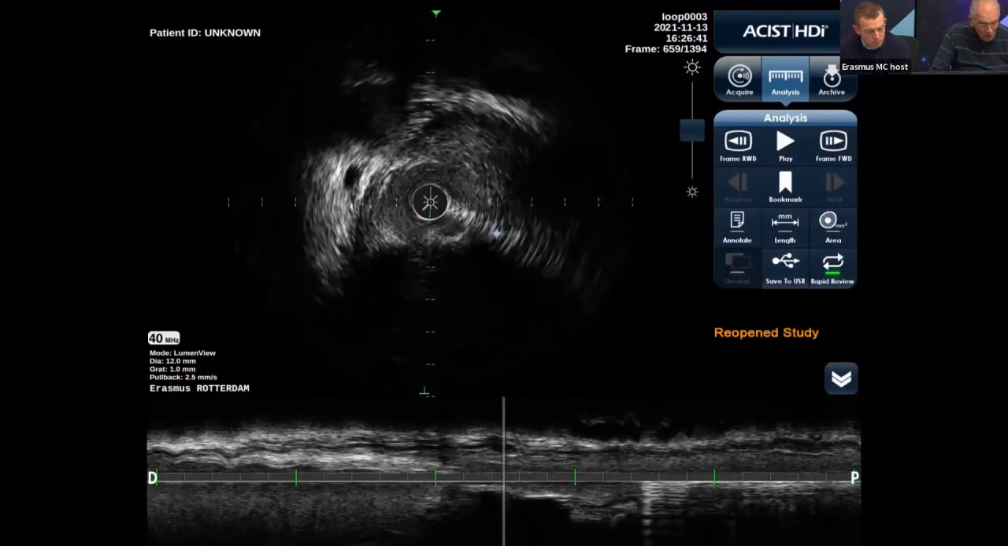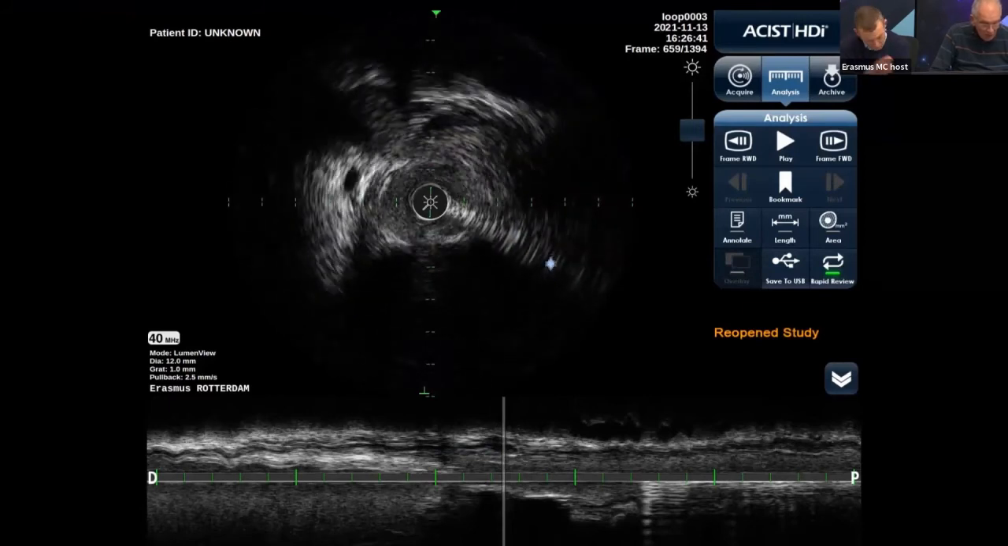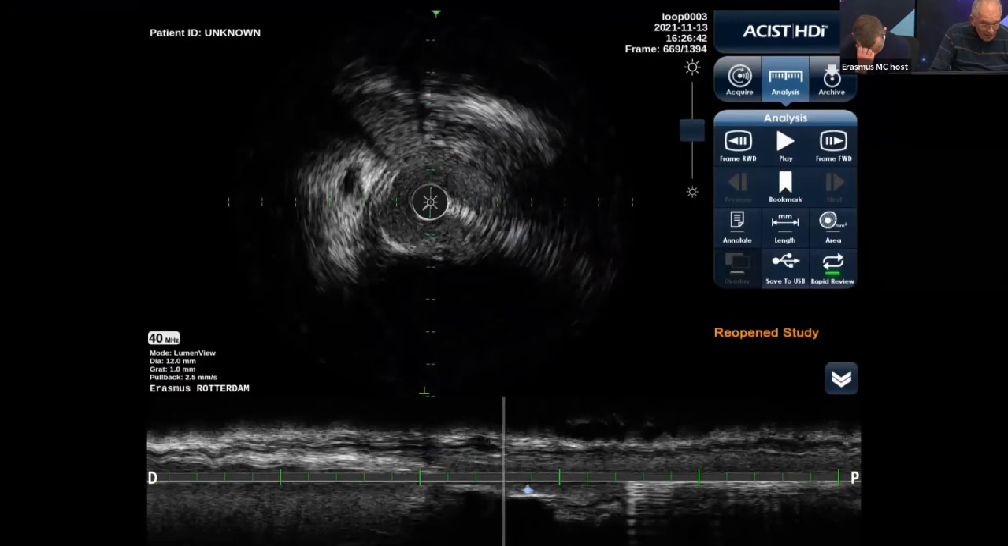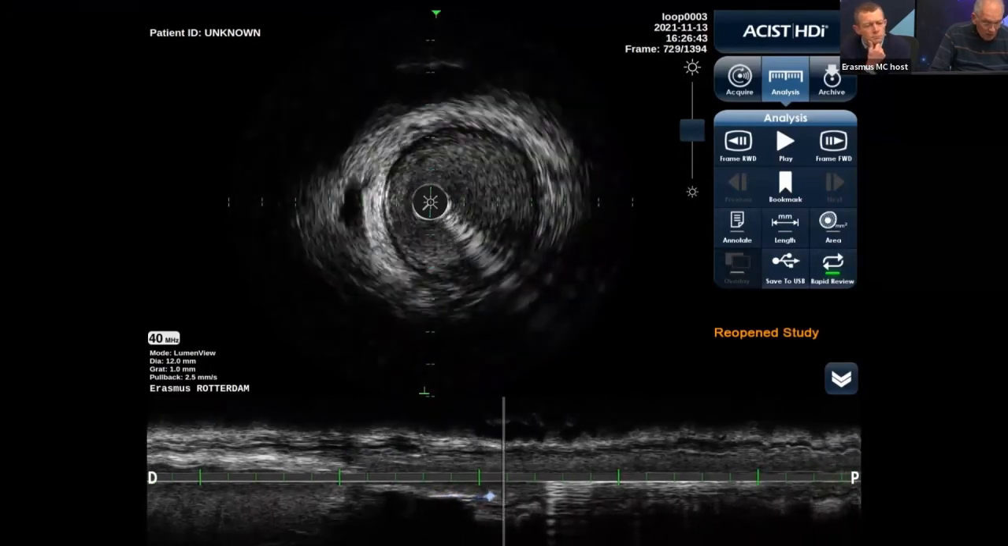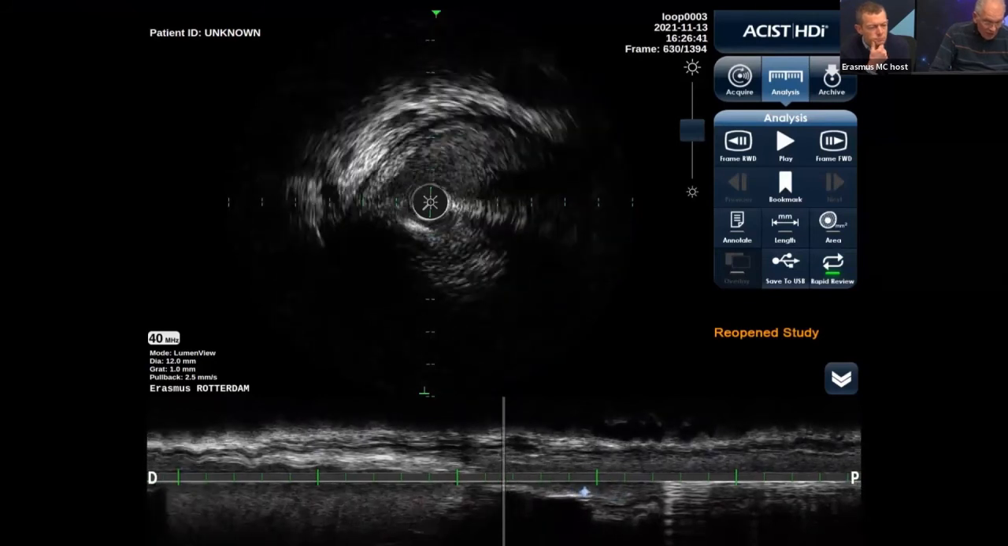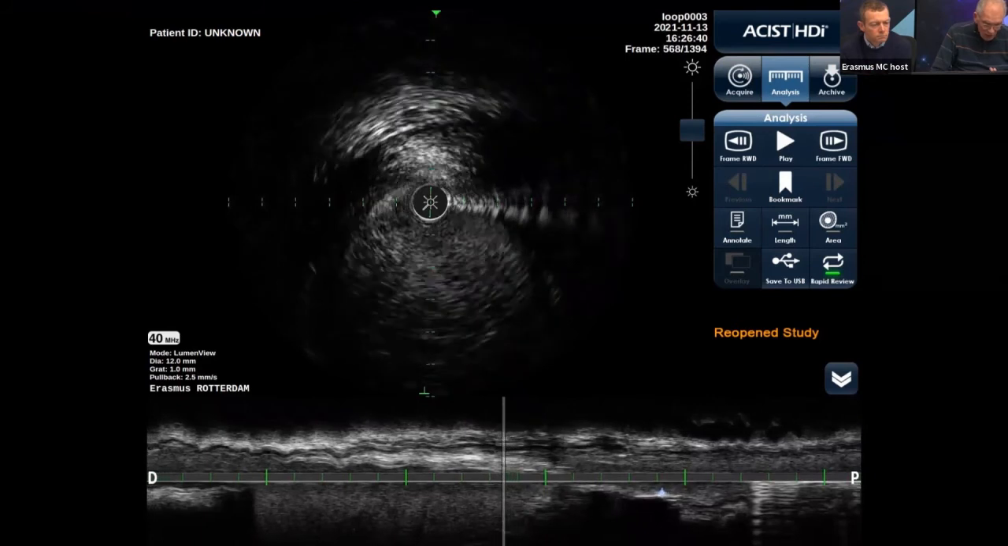You can appreciate that we had a huge positive remodeling, a huge plaque in there, and that ruptured. Now that means that the thrombectomy did its job. It made things clear. That's why it's so important to do an IVUS afterwards to check the work.